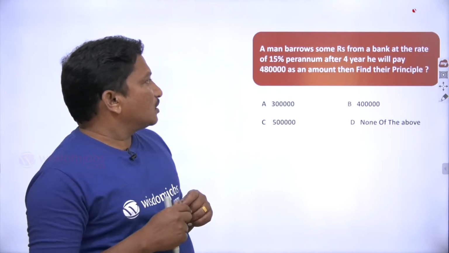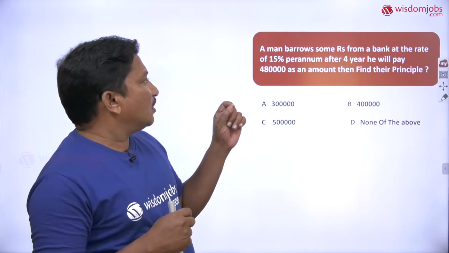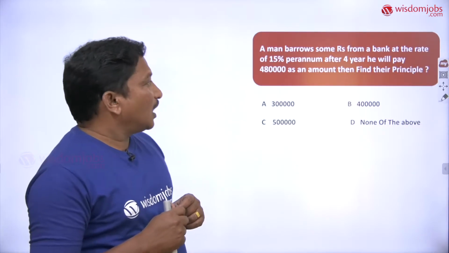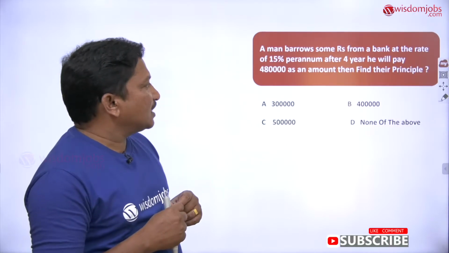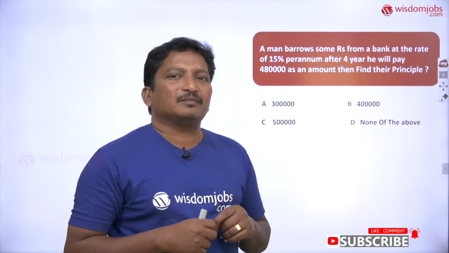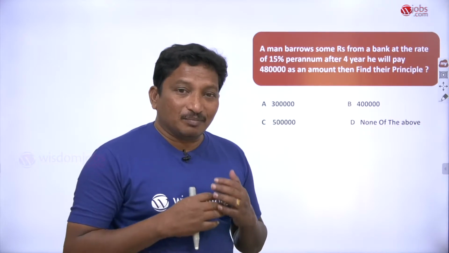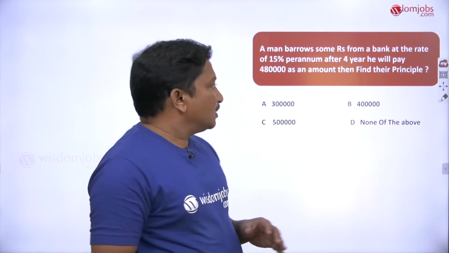A man borrows some rupees from a bank at the rate of 15% per annum. After 4 years, he will pay 4,80,000 rupees as the amount. Then find the principal. Based on the question, we have to find the principal, dear students.